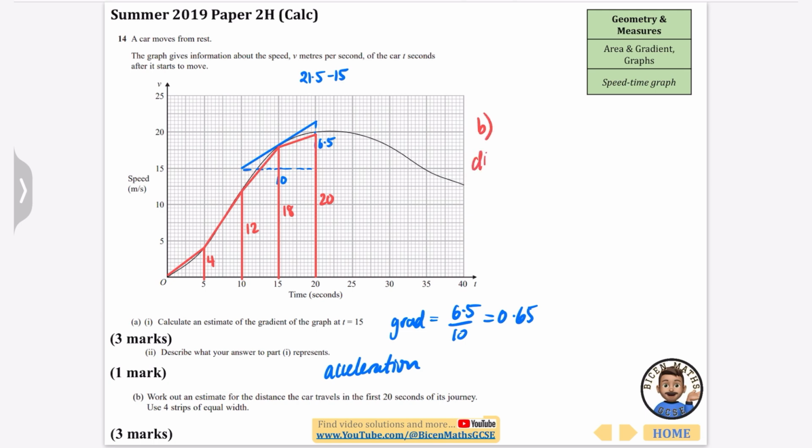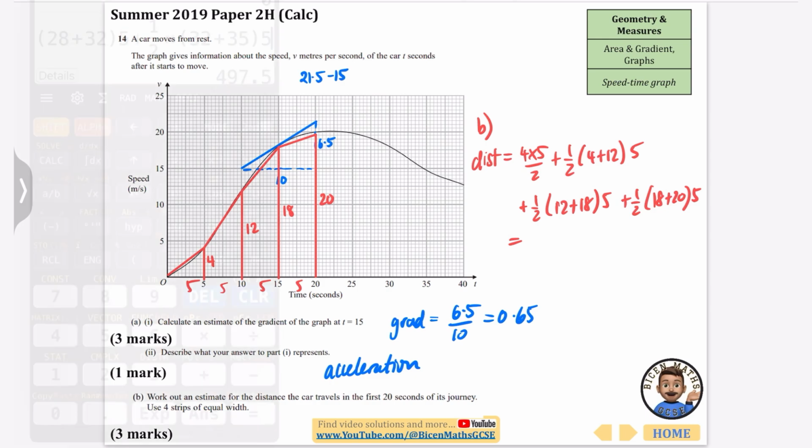I'm going to say that the distance is a half, or not a half, we can do 4 times 5 over 2, a half brackets 4 plus 12 multiplied by 5, because all of these distances along the bottom are 5. We've then got another half, 12 plus 18 times by 5, and a half, 18 plus 20 multiplied by 5. Okay, I'm going to see if I can do this a bit speedier.